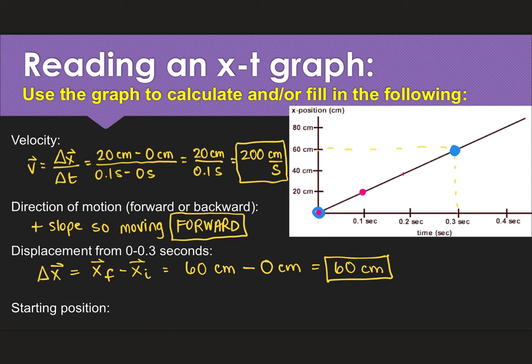And finally, what's my starting position? Well, where do I get my starting position? That's going to be that y-intercept. What is the position of the object at time equals 0? And in this case, the position of the object at time equals 0 is 0 centimeters. It's at that starting position. It's at the origin. And that's all there is to it. Typically, the most complicated thing about reading these is simply calculating the slope out quickly. But once you've done that once or twice, it should be very, very simple for you.